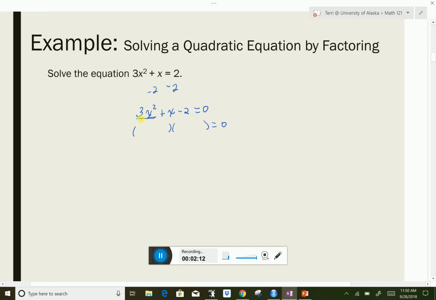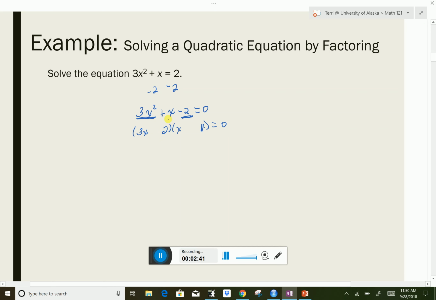So we look at my 3x squared and we think, okay, that's got to be 3x and x. There's no other way to do it. And this one has to be 2 and 1. But if I put the 2 here, then my outsides are going to be 6, with my inside only being 1. And that's just way too big. So I know my 2 is going to have to go over here. So I'm going to want 2 and 1.